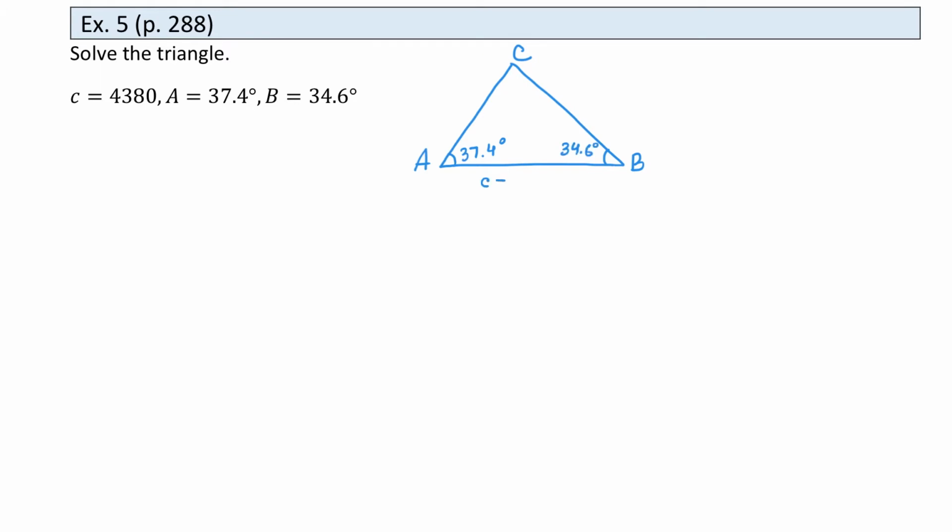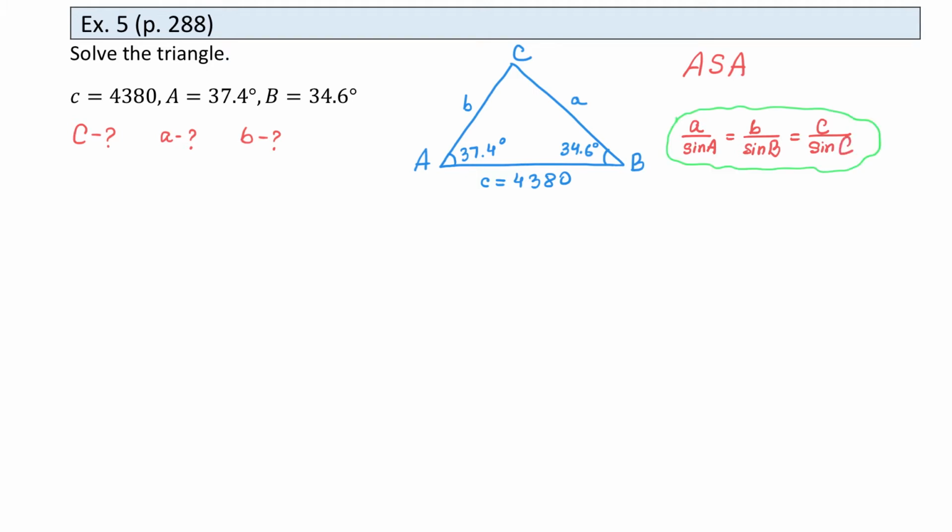And side C equals 4,380. In this triangle, the left side will be side B and the right one side A. By the given information, we can say that this is an angle, side, angle triangle, that is, an ASA triangle. And what is missing in this triangle is angle C, side A, and side B. Let's write down the law of sines to have it handy. That is A over sine of angle A equals B over sine of angle B equals C over sine of angle C.